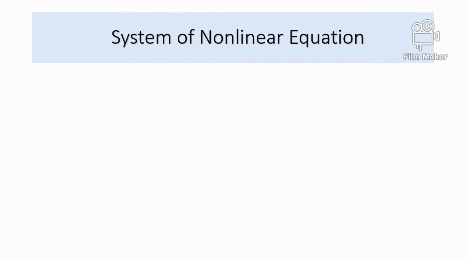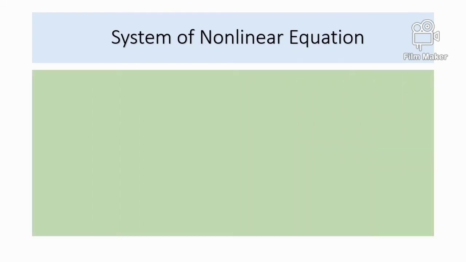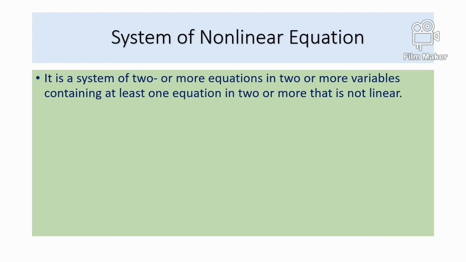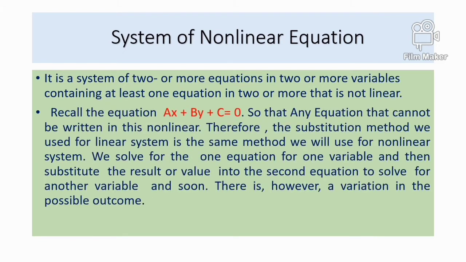System of nonlinear equations. It is a system of two or more equations in two or more variables, containing at least one equation that is not linear. Recall the equation ax plus by plus c is equal to 0, so that any equation that cannot be written in this form is nonlinear.